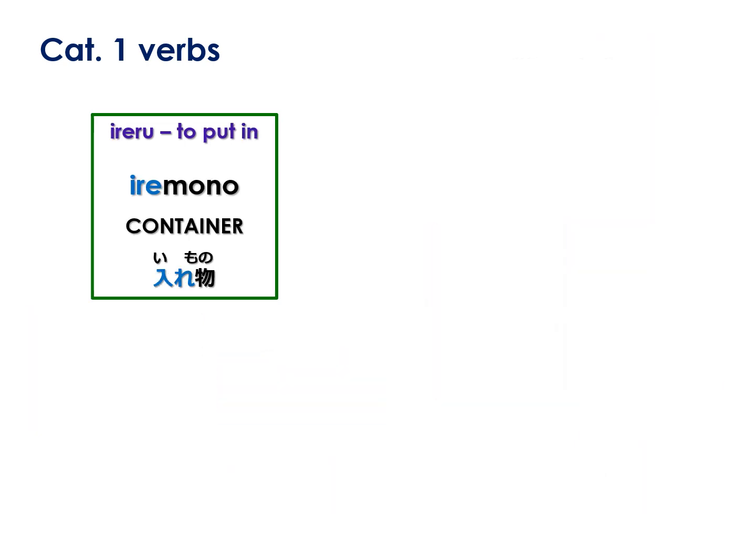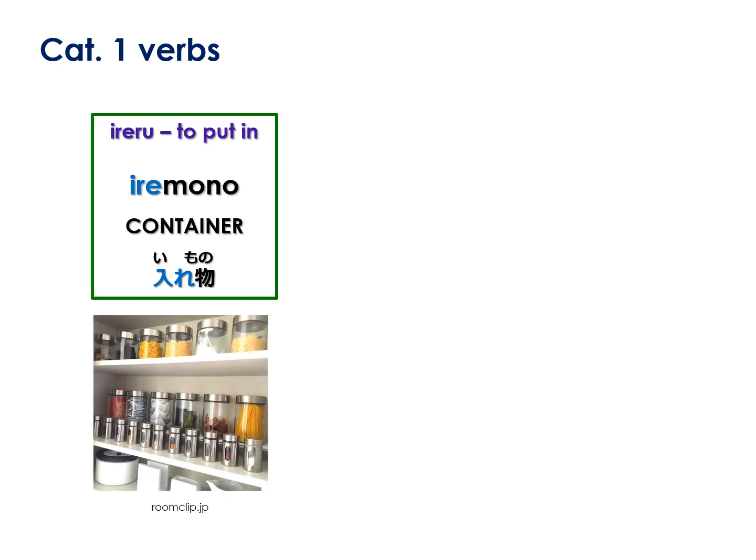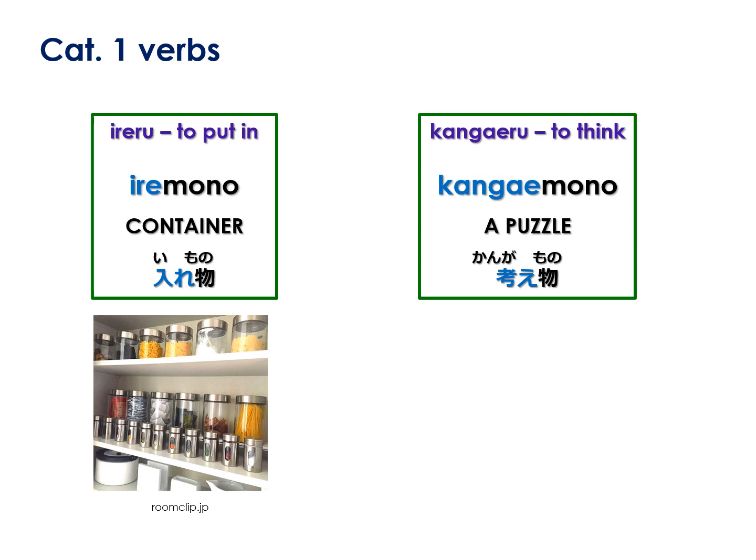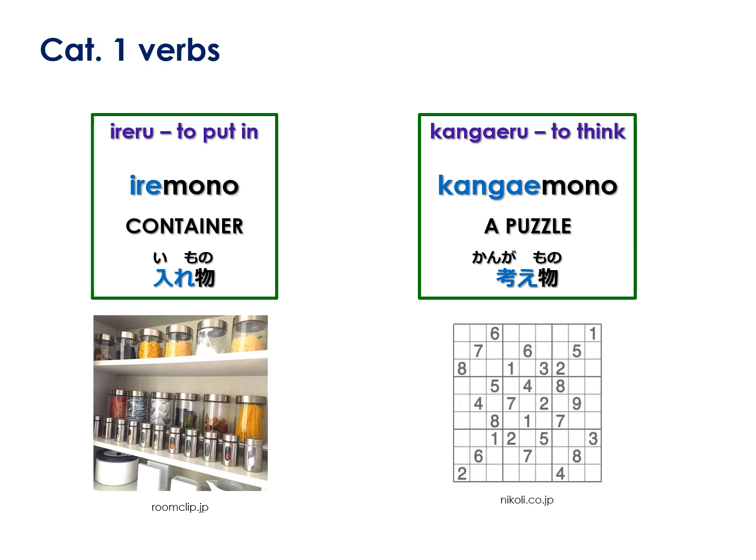To put in is ireru, and iremono. Iremono means container. Kangaeru means to think. Kangaemono. Kangaemono means puzzle or quiz, something to think about. Here you see a Sudoku puzzle.